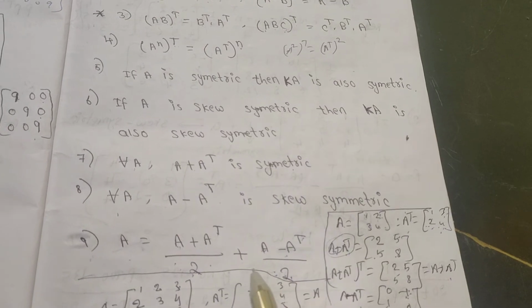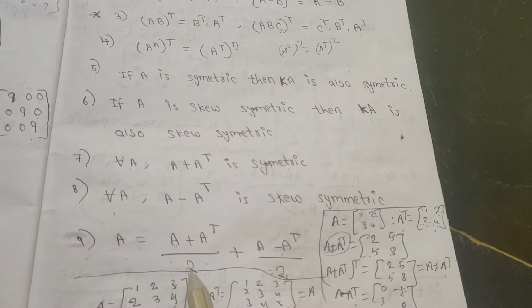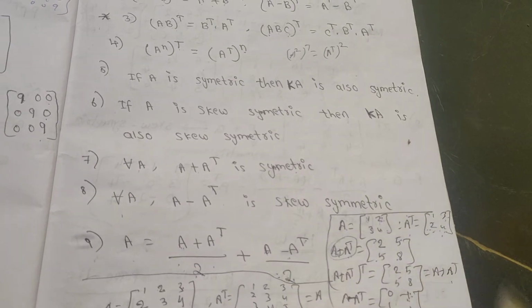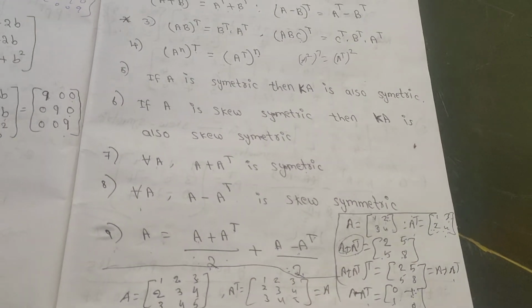Just remember. Okay, so totally (A plus A transpose) by 2 is symmetric, (A minus A transpose) by 2 is skew symmetric. So every square matrix can be expressed as the sum of a symmetric and a skew symmetric matrix.